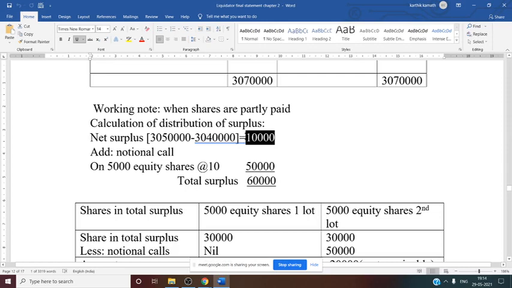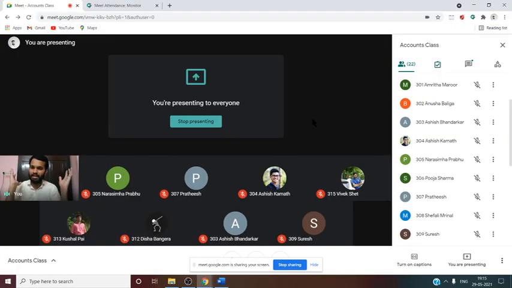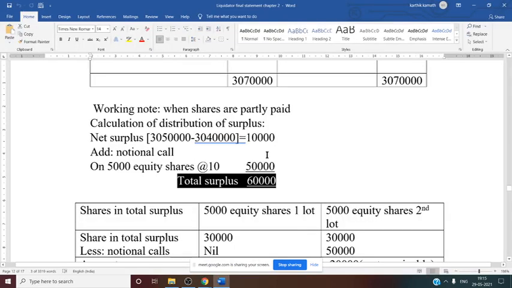So in this problem, what do you mean by total surplus? If there is no partly paid shares, or if the value of the partly paid shares are equal, what is our surplus? That is what we want. If there are two categories of partly paid shares and both are equal, what is our surplus? That is why we have the notional or imaginary call, to bring the lesser partly paid share to the equal amount of the higher partly paid share. So total surplus here is 60,000.